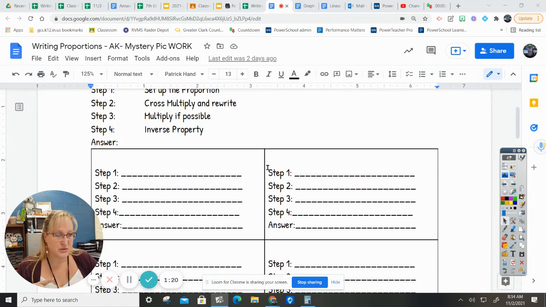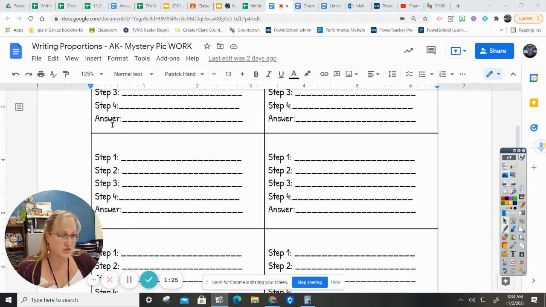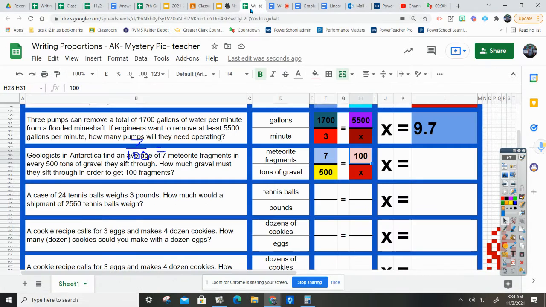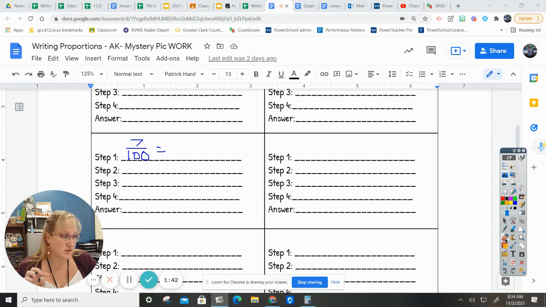So the first thing that I needed to do was set up the proportion. We should be working right here. So the proportion is 7 over 100 equals, let me double check, 7 over 500 equals 100 over X. So let me fix that. 7 over 500 equals 100 over X.